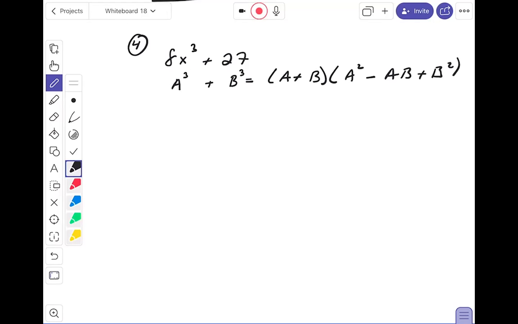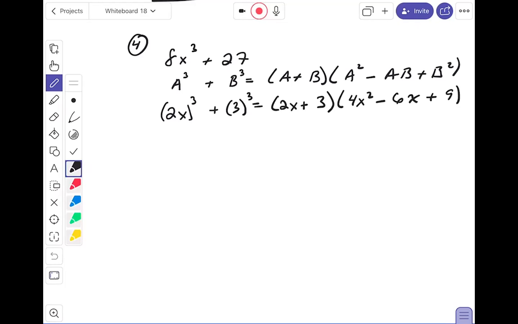Let's write this down. It's going to be 2x cubed, that's what 8x cubed is, by the way, plus 3 cubed. What's the a? 2x. What's the b? 3. What's the a? 2x. What is it squared? 4x squared minus 2x times 3, that's the a times b, which would be 6x, plus the b squared. Well, it's 3 squared, which is 9.